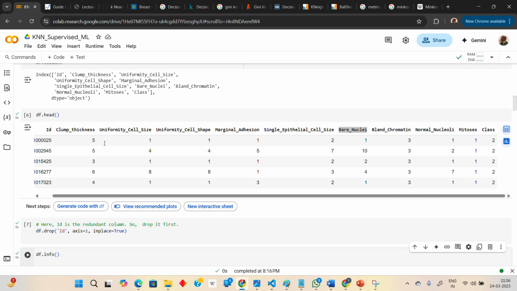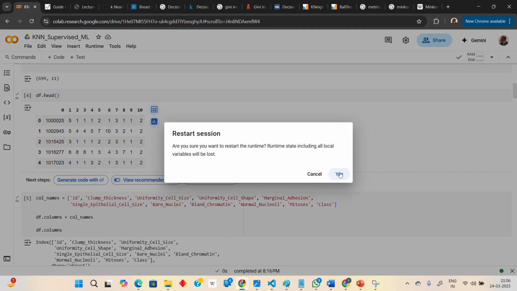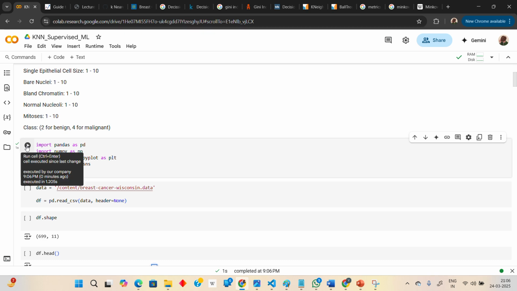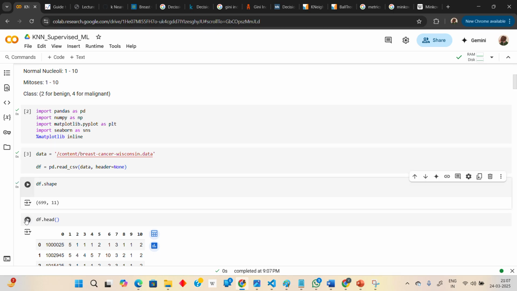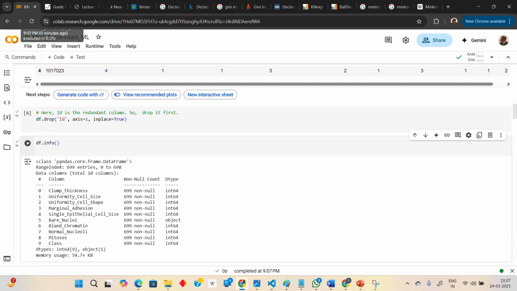That means if I go and do the runtime restart session so that I can run from the beginning. Okay, so where's my mouse? Just give me a second. Okay, so if I'm running this, data shape, head is done, columns are done, dropping also done, info done.